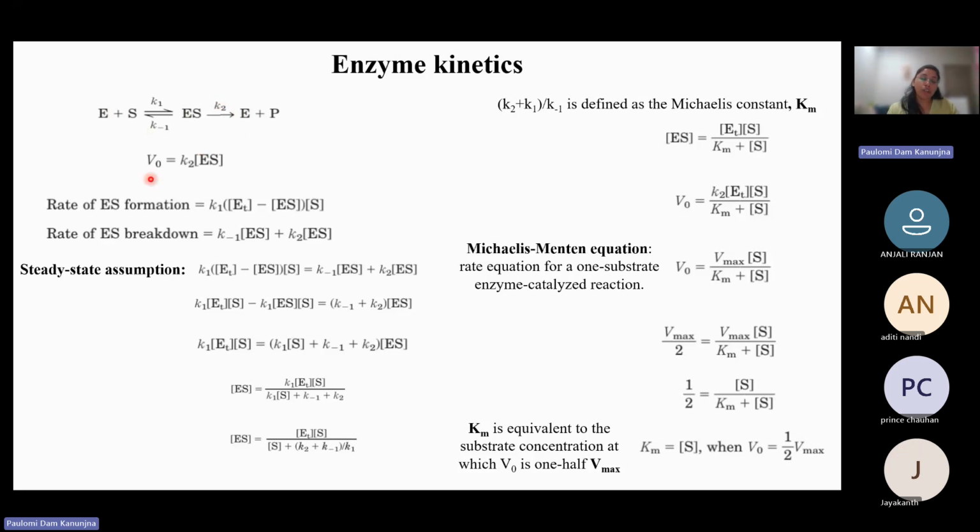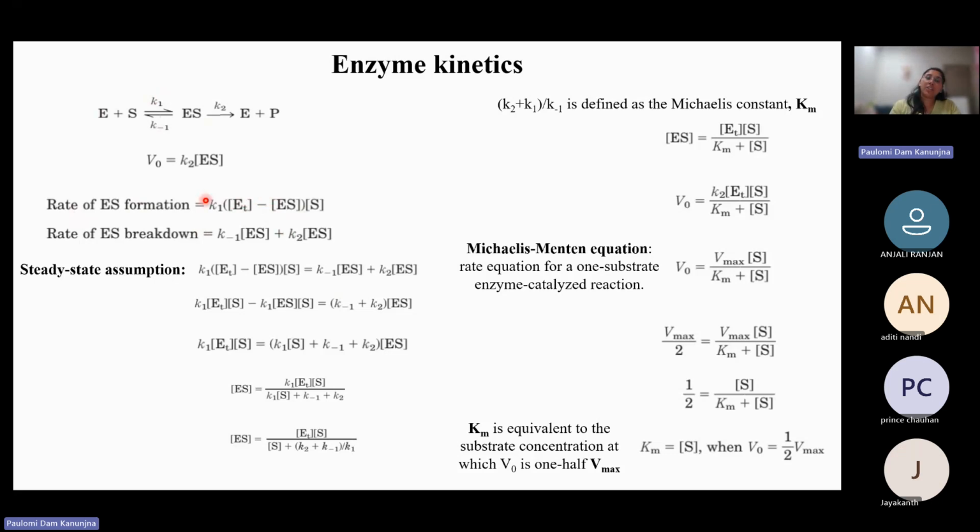So when you look into the overall reaction rate, V0 is basically the reaction rate K2 into ES, the enzyme-substrate complex, which is the substrate for it to work on, right? So the reactant here. So let's look into this. The rate of ES formation is basically K1 into the reactant. What is reacting? What is reacting is the enzyme. ET is the total enzyme that is there. So total enzyme minus the enzyme-substrate complex gives you the free enzyme. So the free enzyme is what will combine with the substrate to give you the ES formation, the enzyme-substrate complex.